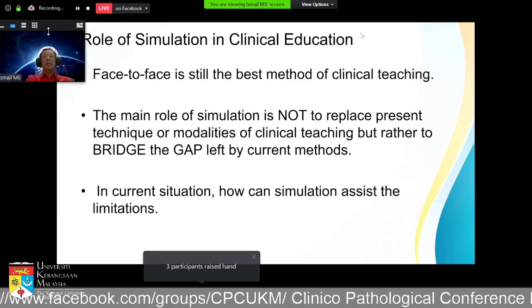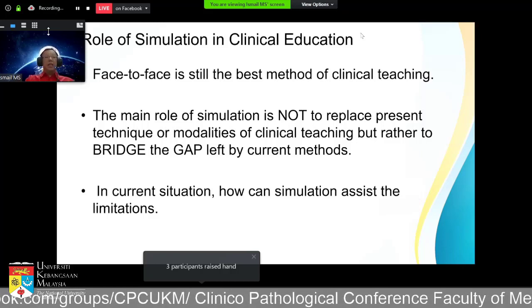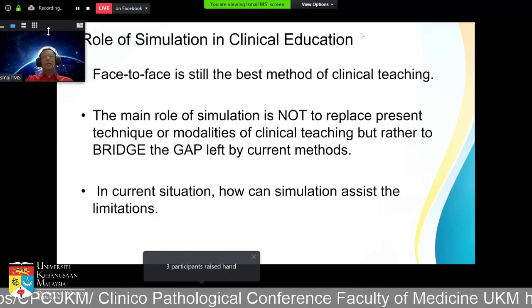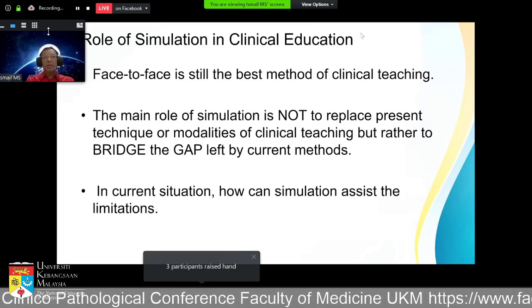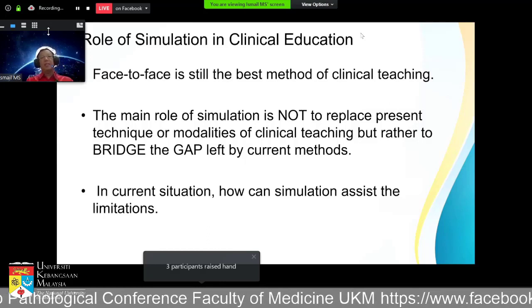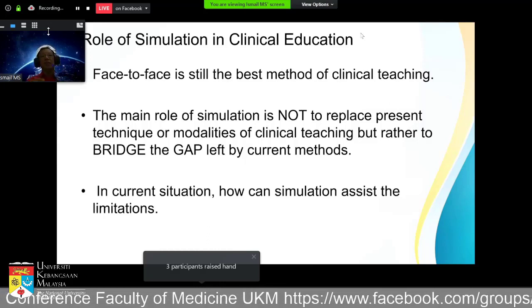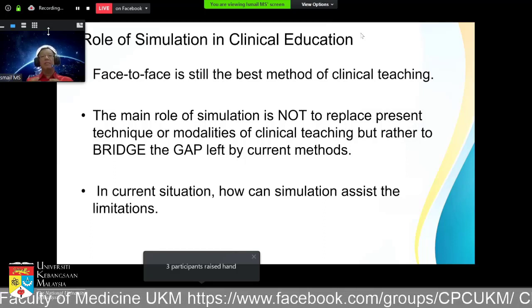And again, I think I reiterate what Prof. Hasana has mentioned. Face-to-face is still the best method of clinical teaching. All right, whether face-to-face in real physical or face-to-face with synchronous e-learning, it is still the best method. And the role of simulation is not to replace face-to-face physical teaching. No, it's not. It's never meant for that.